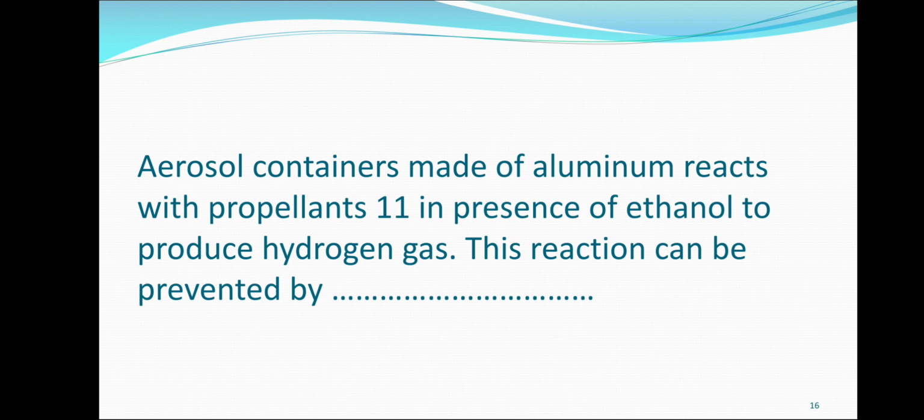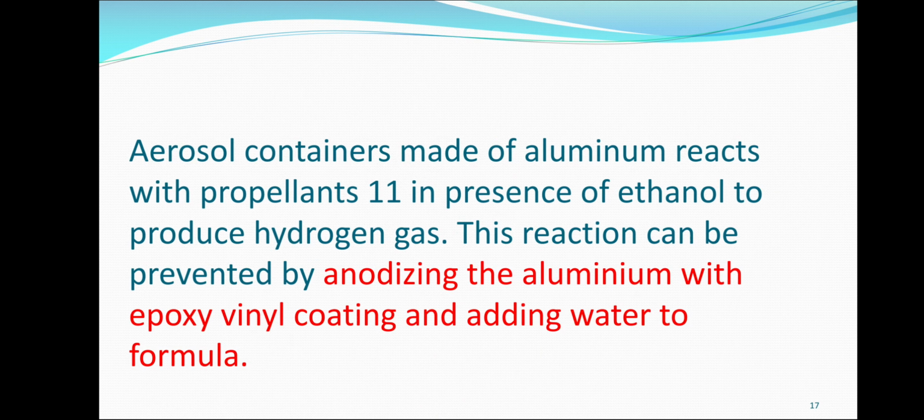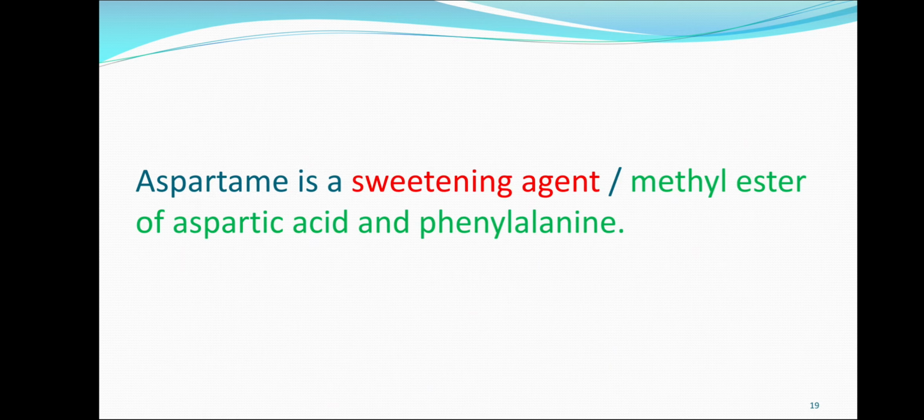This reaction can be prevented by dash. The answer will be anodizing the aluminium with epoxy vinyl coating and adding water to the formula. Next is: aspartame is a dash. The answer will be sweetening agent, and it is chemically the methyl ester of aspartic acid and phenylalanine. Its sweetening property is 200 times more than that of sucrose.